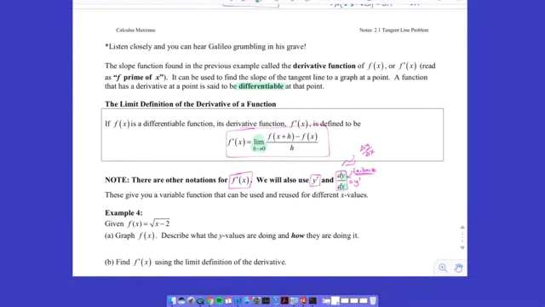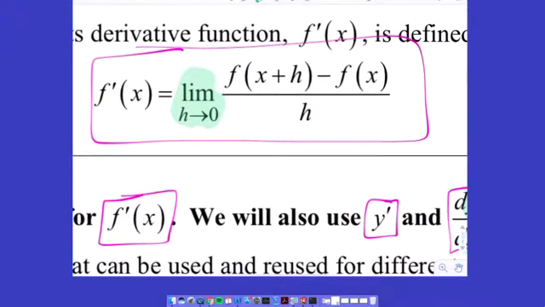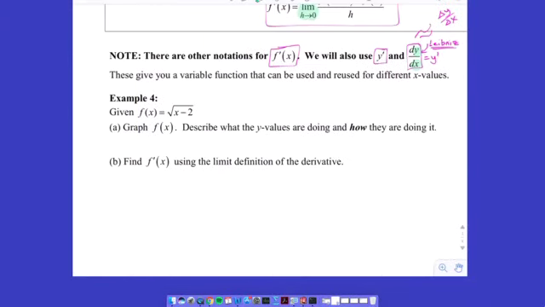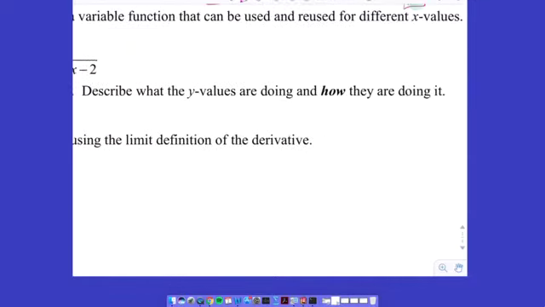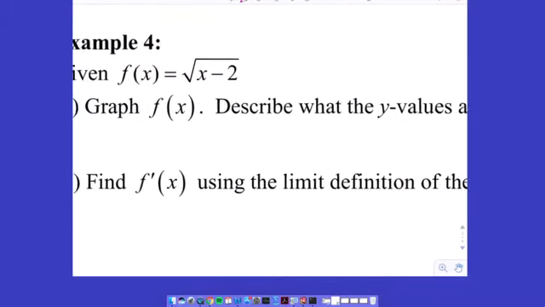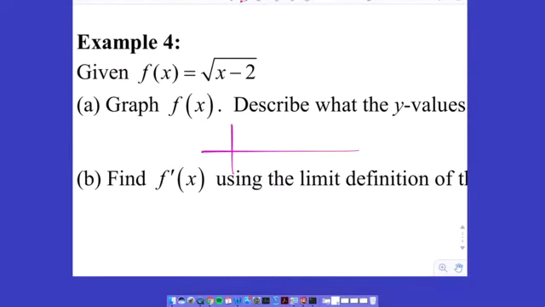Here's the last thing I want to do. We have to memorize this. I kind of showed you where it came from. I want to do it now for this other function. It says if f of x is equal to the square root of x minus 2, graph it and describe what the y values are doing and how they're doing it. Okay, so x minus 2 is your radical function. It's moved to the right 2 units, and it looks something like this.